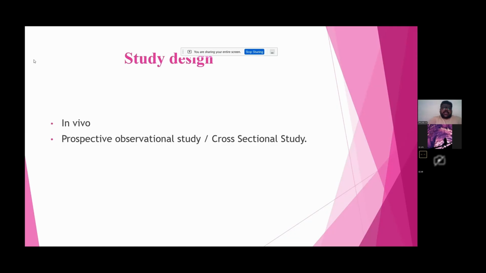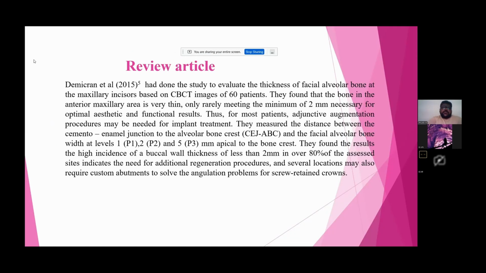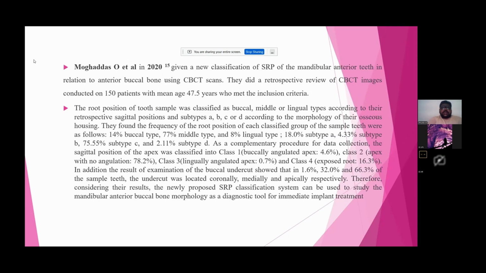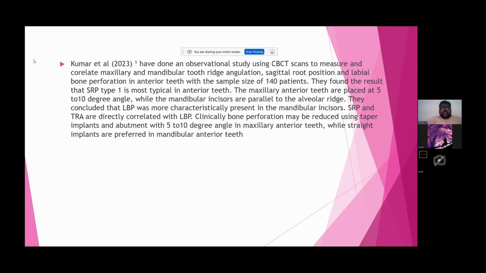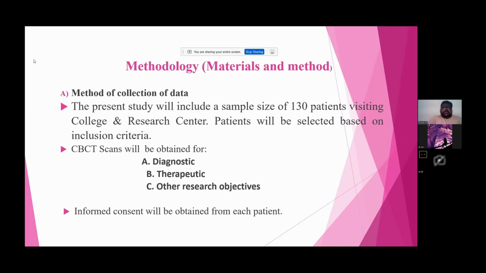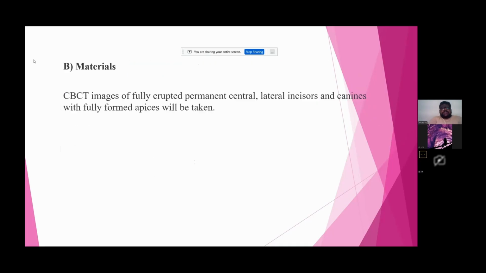Now, in this study, we have done an in vivo prospective observational study. We have reviewed the articles from Demirkan, Jarana, Mogadas, Khan et al., and Ankit Medicari et al. The methodology: the present study will include a sample of 130 patients, and the CBCT scan will be obtained for diagnostic, therapeutic, and other research objectives. Informed consent has been obtained from each patient.